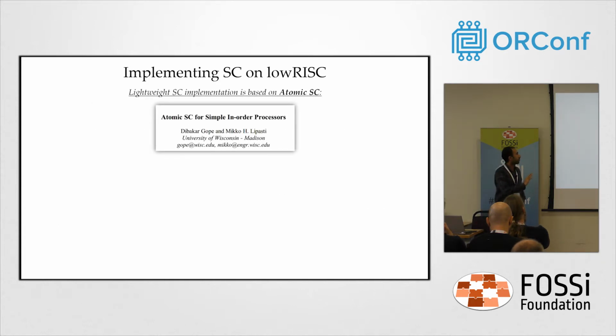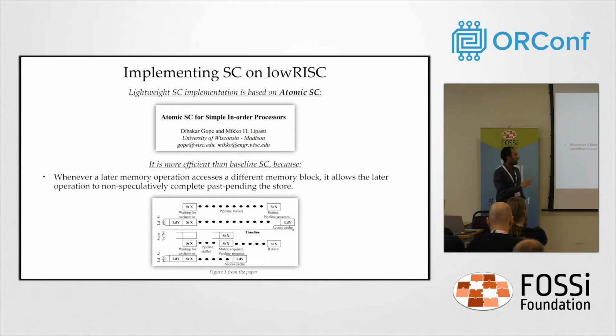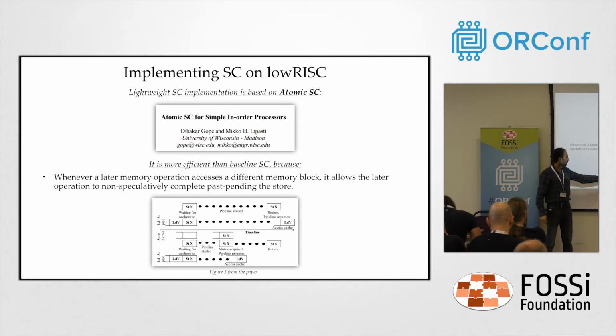For that purpose, I started implementing the algorithm presented in this paper, atomic SC for simple in-order processors, which proposed an algorithm for in-order processors without using any out-of-order processor features. If you take a look, this is the baseline sequential consistency model in which we stall on every write or read miss: the store operation stalls the pipeline, and the load operation cannot go further. Whereas the observation is we can just give this operation to the MSHR, make sure that it is being handled, but keep continuing with the next operation because it is independent of the previous instruction.